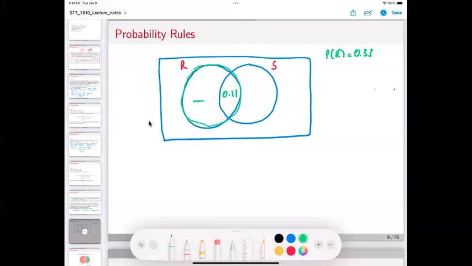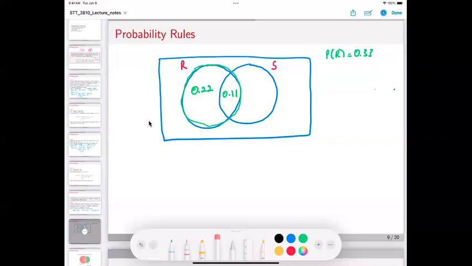If this is 0.33, here is 0.11. So what is 0.33 minus 0.11? 0.22. So we put 0.22 here, so that when you add 0.22 plus 0.11, you get 0.33. Do you see how we put that? We don't put 0.33 here. Is that okay? Okay.